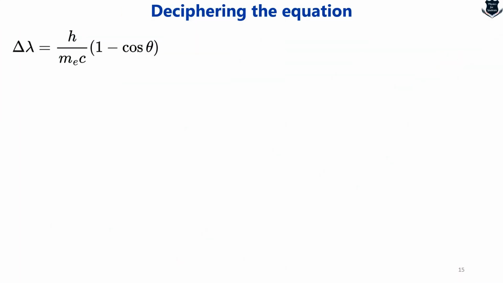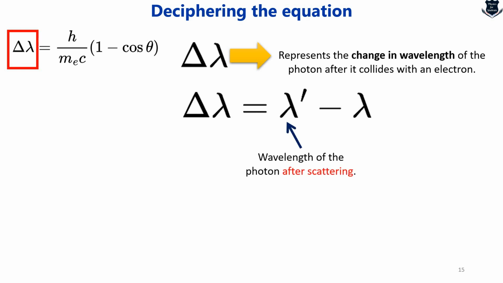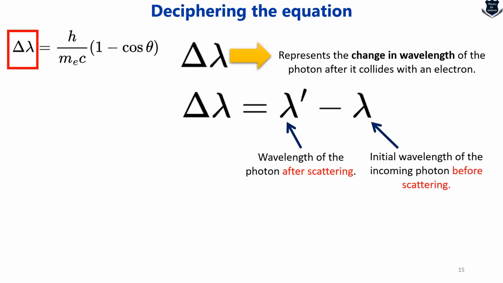So we take the same equation, the left hand side, delta lambda. It represents the change in wavelength of the photon after it hits the electron. When it hits, as I showed you, some amount of energy is transferred to the electron. So what is the change in the wavelength? Mathematically, delta lambda equals lambda prime minus lambda, where lambda prime is the wavelength of the photon after scattering and lambda is the initial wavelength of the incoming photon before scattering. So after minus before gives you delta lambda.